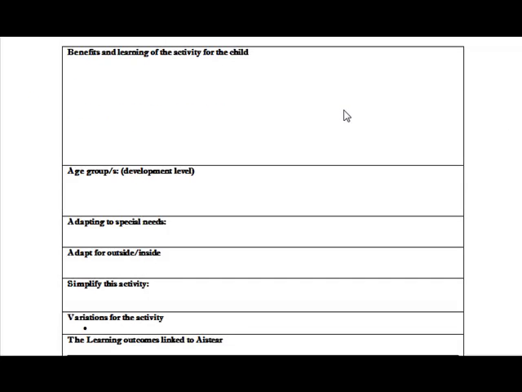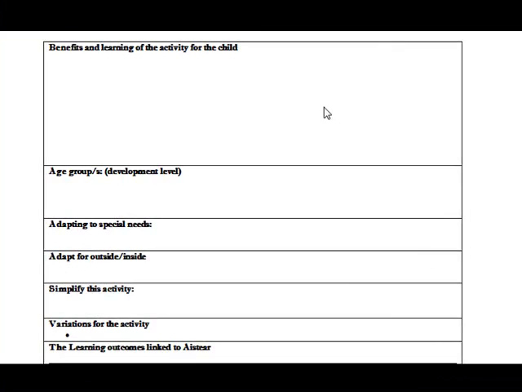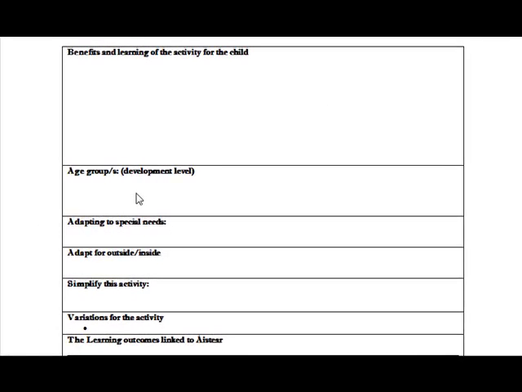Okay, so the next part of the explanation of the form is the benefits and learning of the activity for the child. So again, just listing those, what you think those are. The age group for that particular activity. So what age do you think it would be suitable for? And adapting to special needs, any particular way in which you think that activity could be adapted. Adapting for outside or inside. So if it's an outside activity, how would you adapt it for inside? If it's an inside activity, how would you adapt it for outside, and so on.